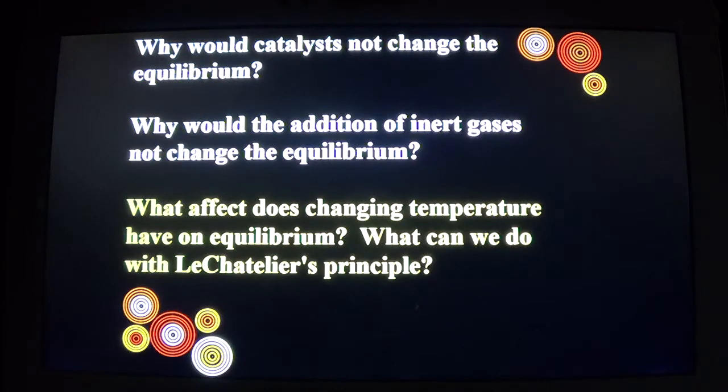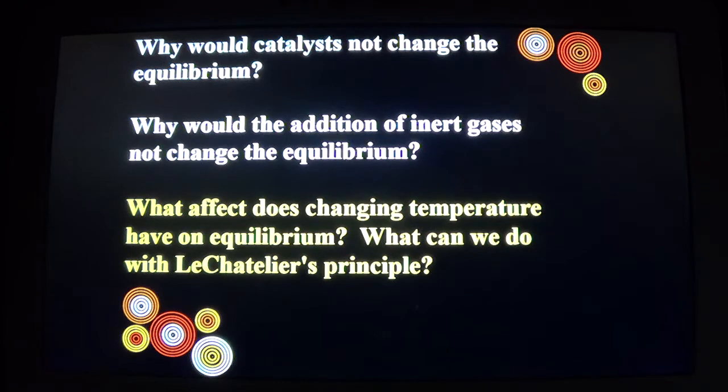Okay. Why would catalysts not change equilibrium? They like to ask this question, or within a series of questions, which of the following would not be affected by a catalyst. Okay, why would catalysts not change the equilibrium? Well, let's talk about that.